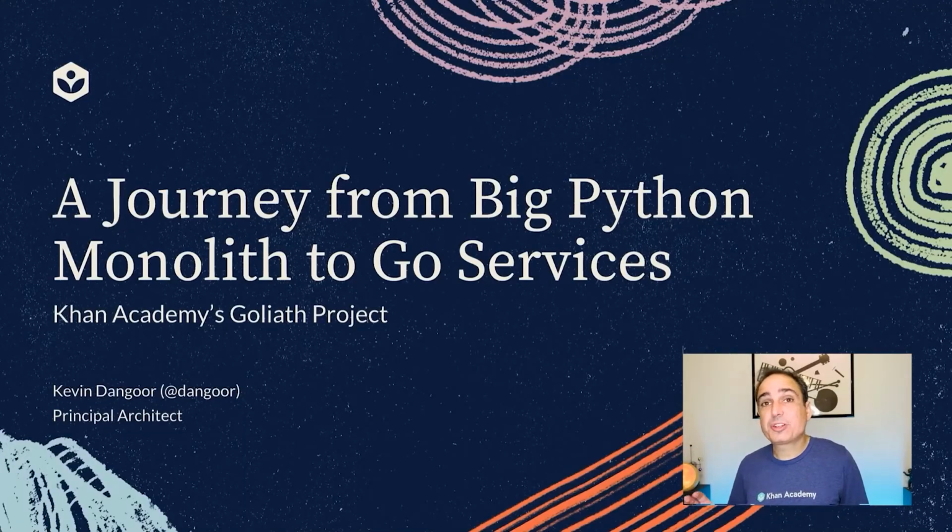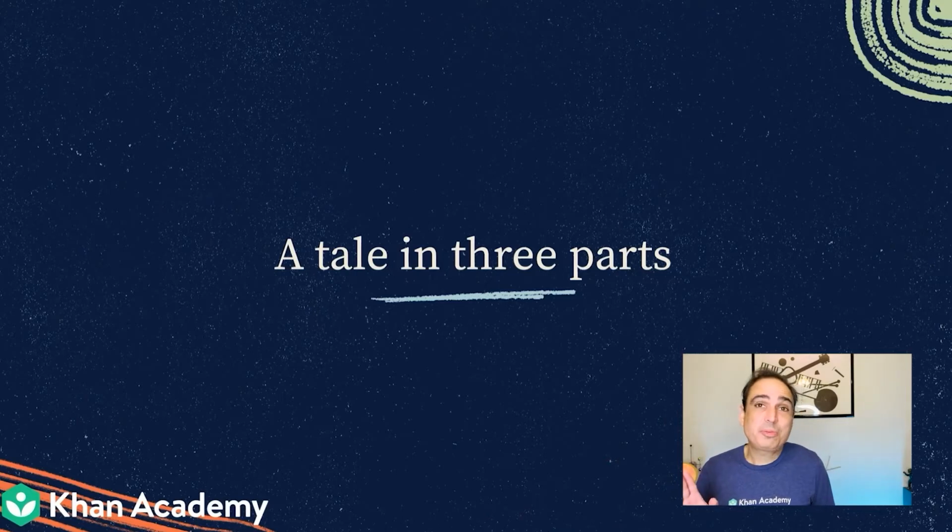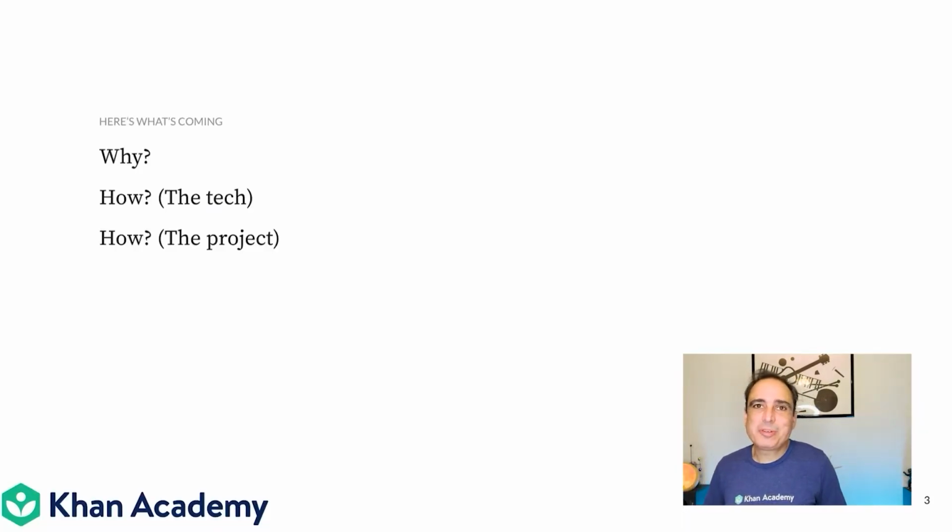Hi, I'm Kevin Dangoor, and I'm going to be talking about Khan Academy's journey from a big Python monolith to Go services. It's going to be a tale in three parts because I have a lot of stuff to cover, and I'm going to be talking about why we did it, how we did it in terms of the technology, and how we did it in terms of the project.